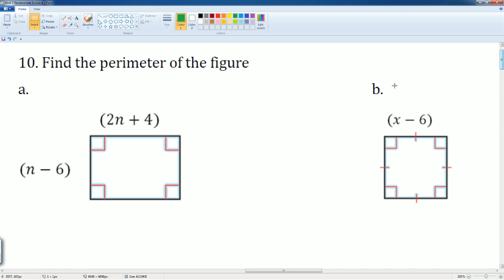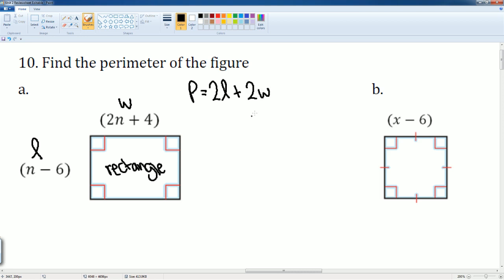What is the perimeter of this figure? Please understand that this figure here is a rectangle. And we know that a rectangle has a length and a width. What is the formula for the perimeter of a rectangle? Well, we know that perimeter of a rectangle is twice the length plus twice the width. Now we can just make that substitution.